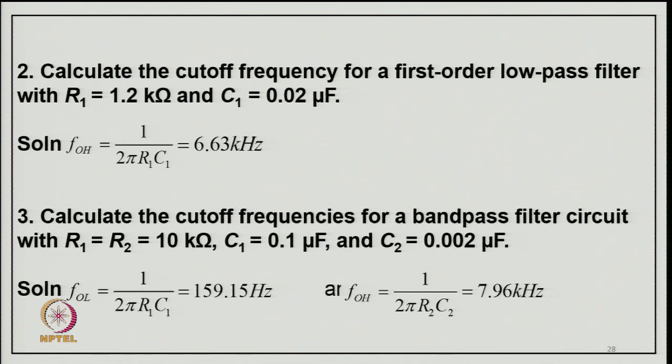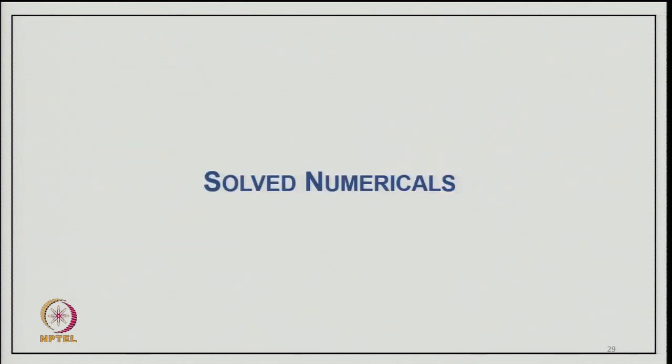Now, calculate the cutoff frequencies of the band pass filter where R_1 and R_2 are given as 10 kilo ohm, C_1 is 0.1 microfarad and C_2 equal to 0.002 microfarad. So, f_OL comes 1 upon 2 pi R_1 C_1, that is 159.15 hertz, and f_OH is 1 upon 2 pi R_2 C_2, that is 7.96 kilohertz. So, within this band it works as a band pass filter.